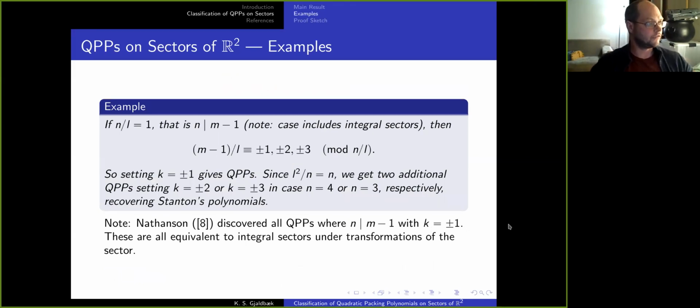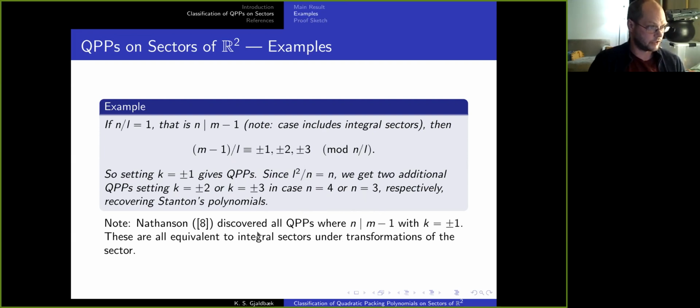Now, here's a different example. If n over L equals 1, so this means n divides m minus 1, and note that this includes all cases with alpha being an integer, well, then all the congruences are trivially true. This means we can set k equal to plus minus 1. That works. And then for the cases plus minus 2 and plus minus 3, we note that L squared over n is equal to n. So we get the 2 additional when n is equal to 4 or n is equal to 3. And this recovers Stanton's polynomials.